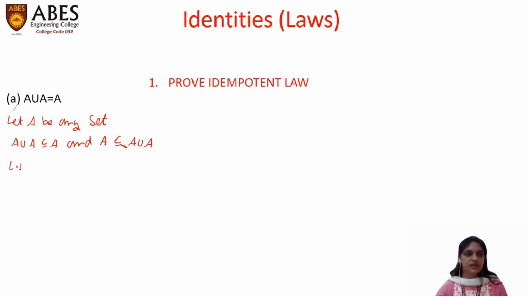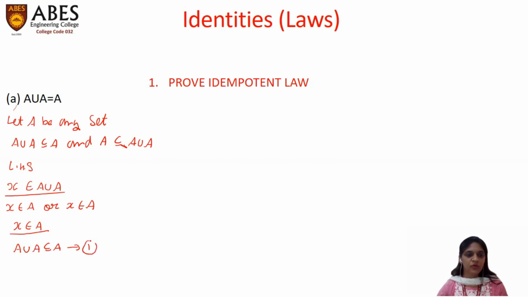So let's consider the left hand side. Let X be any arbitrary element which belongs to A union A. This X belongs to A union A, we can write as X belongs to A or X belongs to A. As these two things are redundant in nature, we can write this as X belongs to A. Here we are saying that X belongs to A union A, and here we are saying that X belongs to A, which means that A union A is a subset of A. So this is the proof of the left hand side.